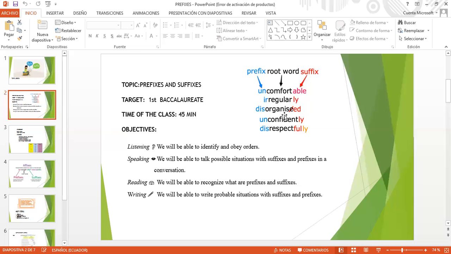Well, here I have a little bit of explanation. So prefix, root word, and suffix. As we can see, we have some examples like the word comfort. With a prefix, uncomfortable, and with a suffix, comfortable. As you can see, the prefix is in blue and the suffix is in red.